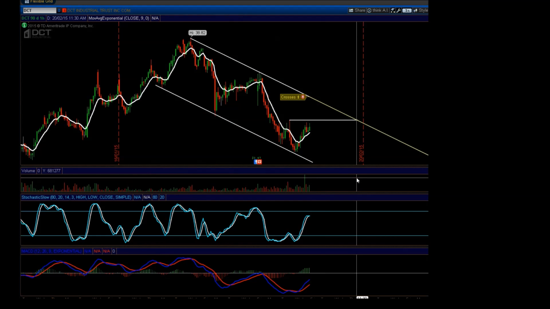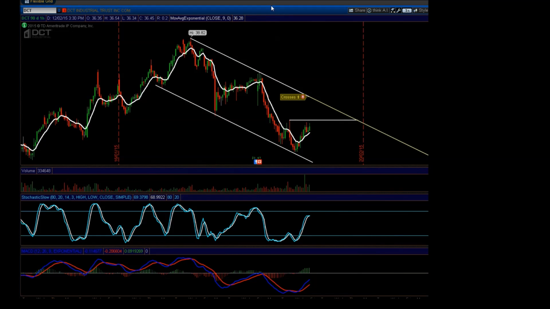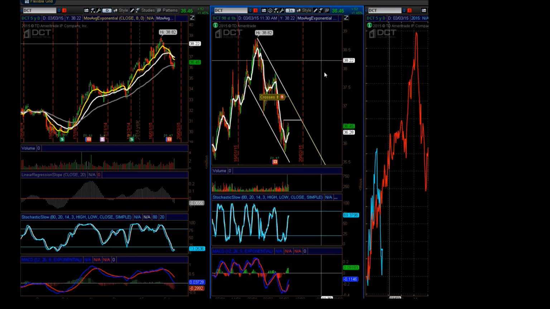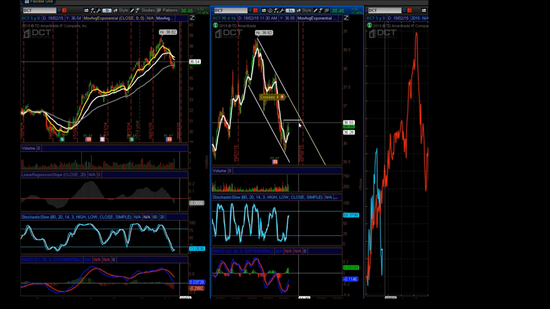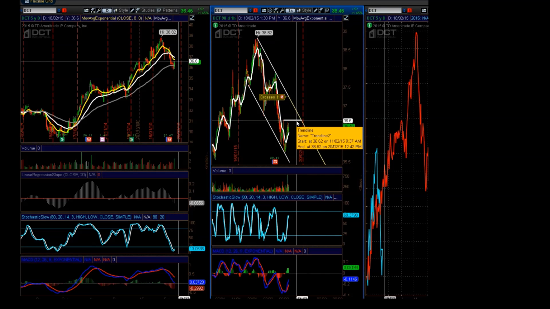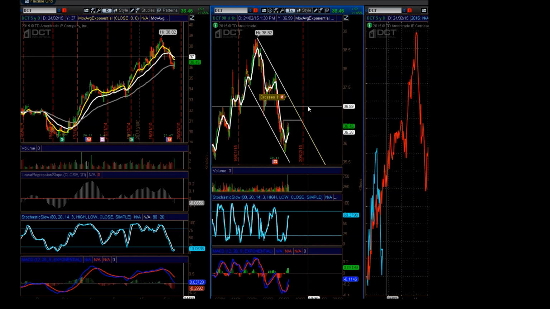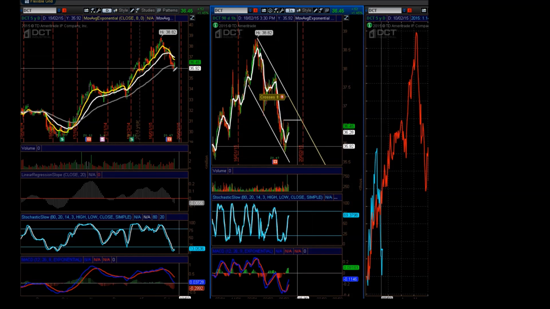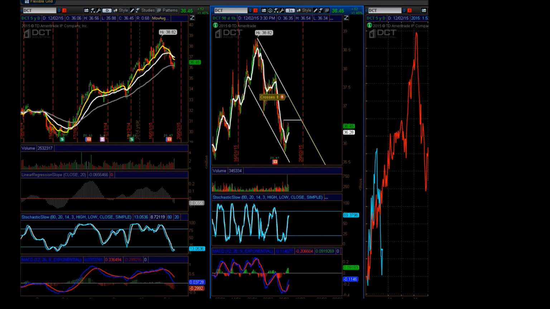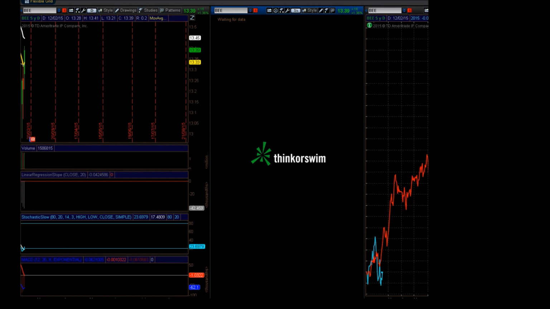So I go create, and now this will stay active in the market, and I don't have to look at this anymore. If it breaks that trend line, it's going to alert me. There goes the bell for the end of the day. That's what that was. So if it breaks that trend line, it will alert me, and then I can come back and look at it and say, do I want to get into that trade? So just a couple more charts to look at.